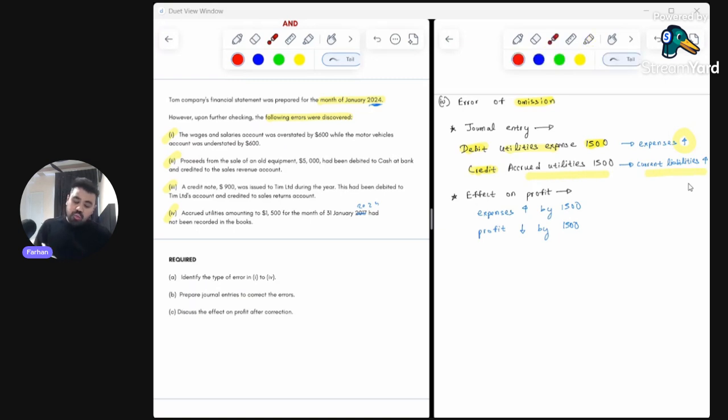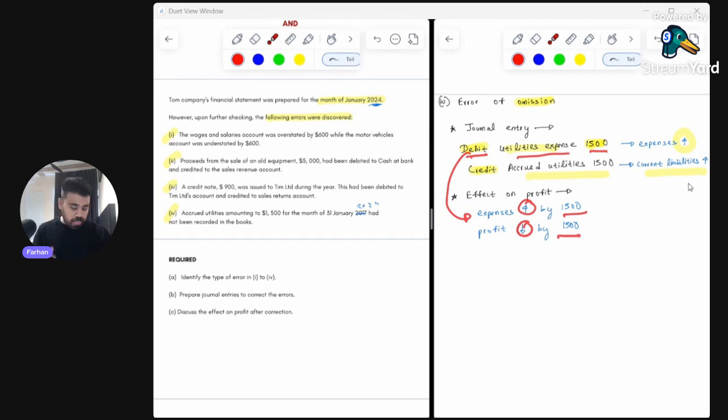So what's the effect on profit? As you can understand, we are increasing our expenses when we are debiting utilities expense by $1,500, which means expenses are going up by $1,500, and definitely due to the inverse relationship between profit and expenses, profit has to go down by $1,500 simply because profit is calculated as the difference between revenues and expenses.